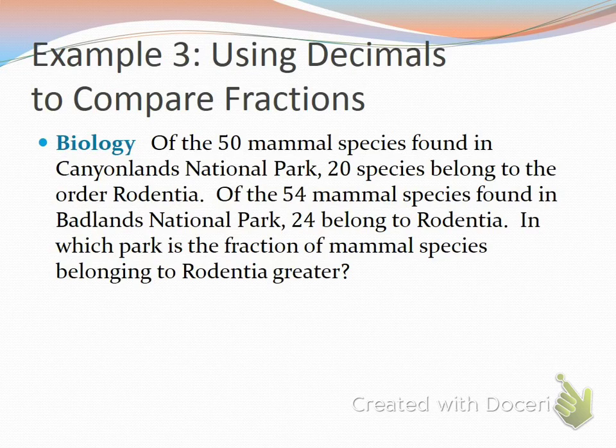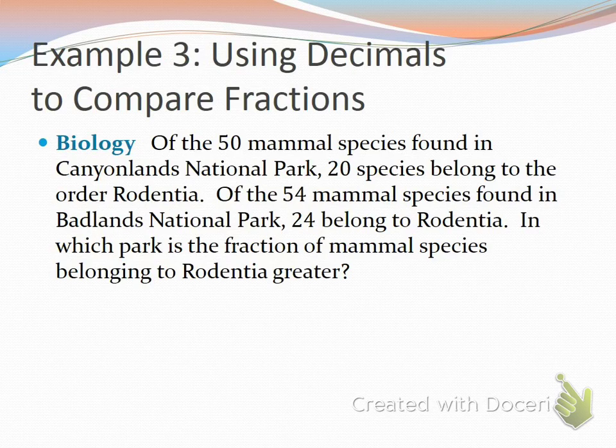It says, of the 50 mammal species found in the Canyonlands National Park, 20 of them belong to the order Rodentia. Of the 54 species in Badlands, 24 belong to Rodentia. So in which park is the fraction of species belonging to Rodentia greater?